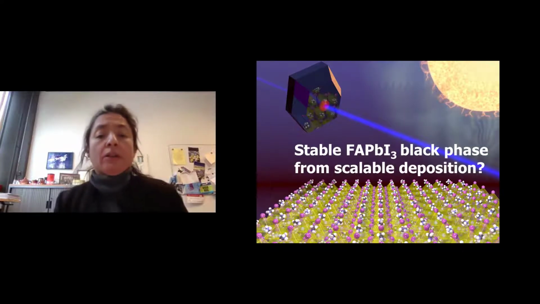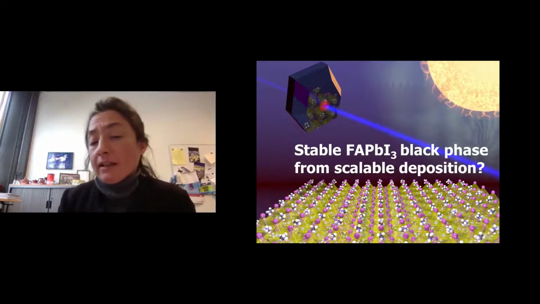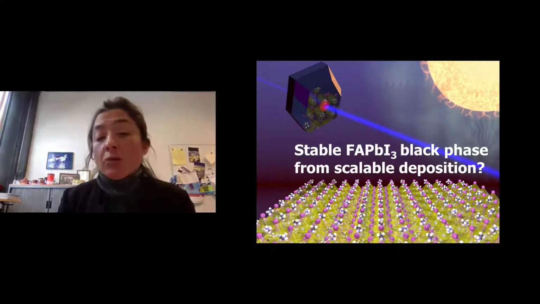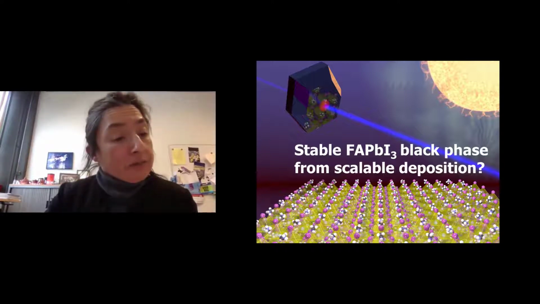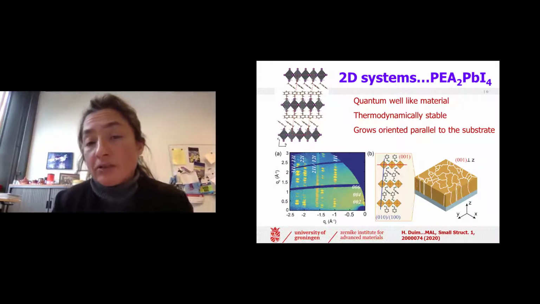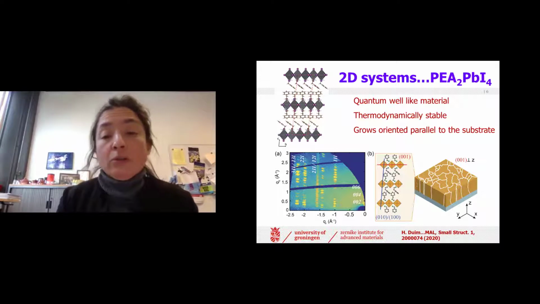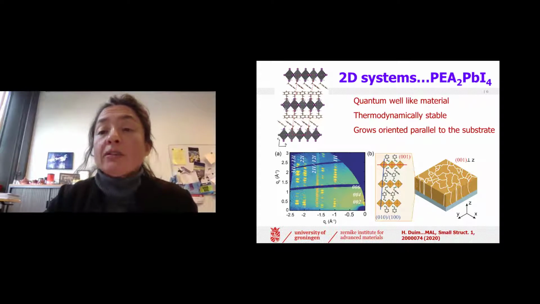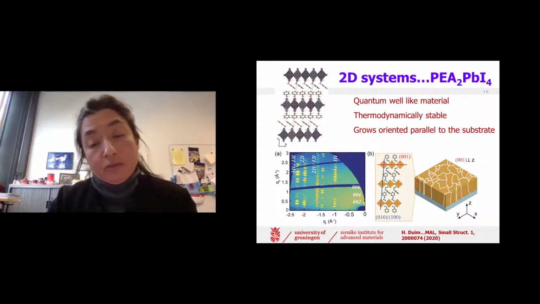Now, what is the point? How can we fabricate this formamidinium lead triiodide in the black phase, and how can we do it by a scalable deposition technique? Before I explain how we did that, I want to introduce our 2D perovskite systems. You can open the structure of your perovskite, for example, using this phenethylammonium iodide ligand, and then you will get this phenethylammonium lead I4 stoichiometric formula.